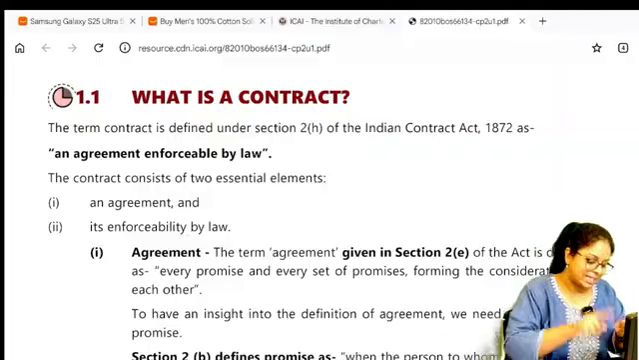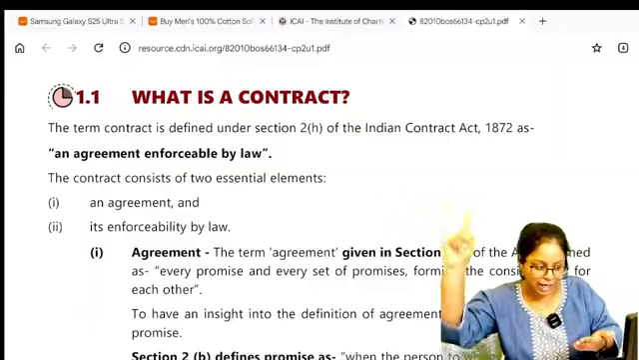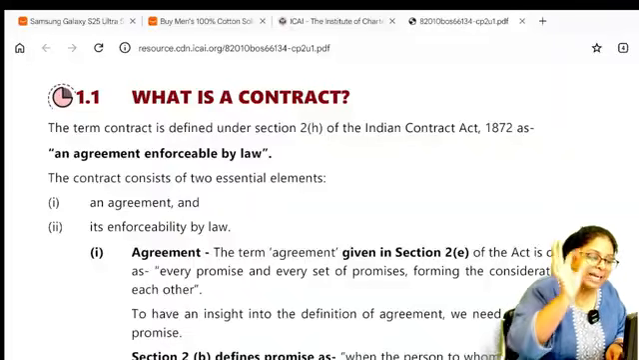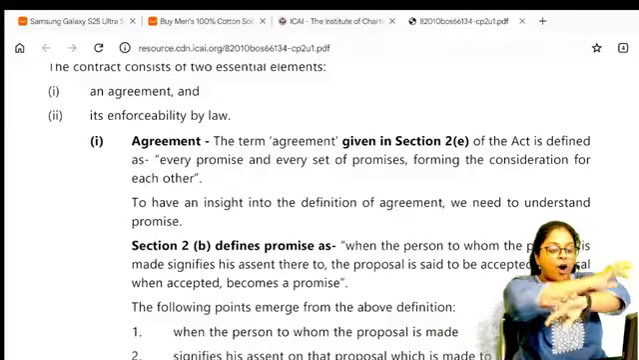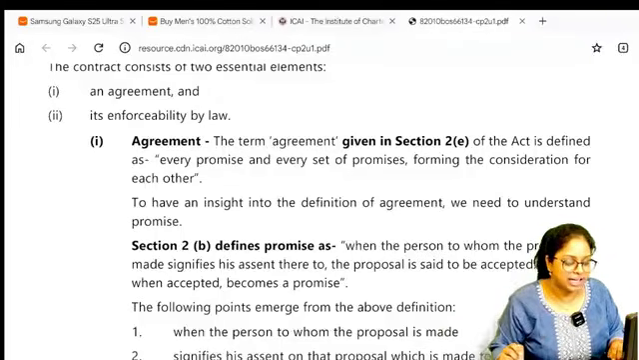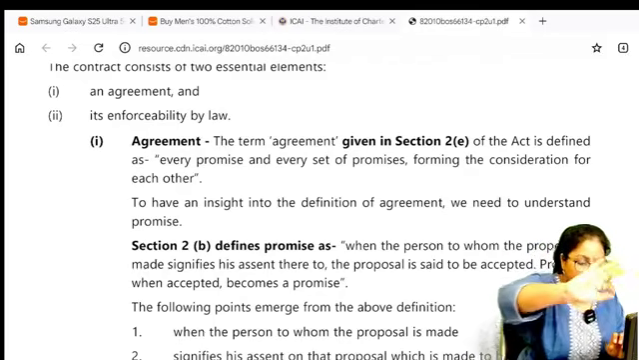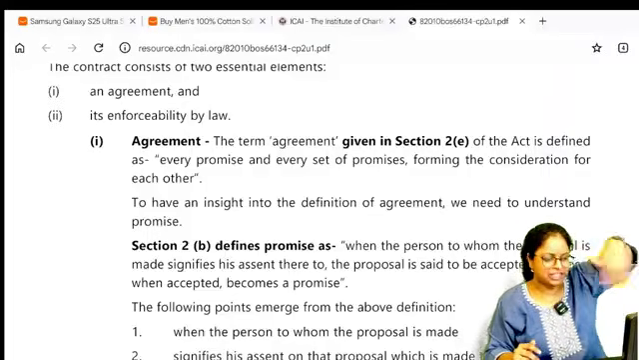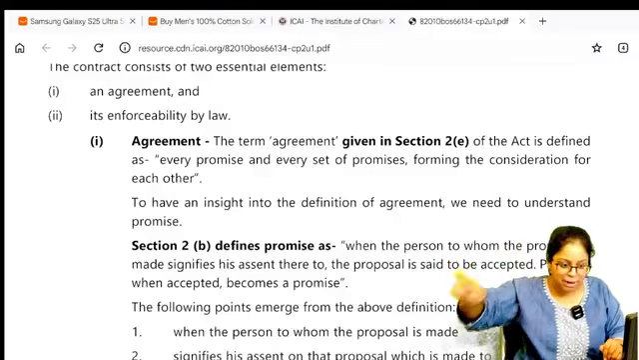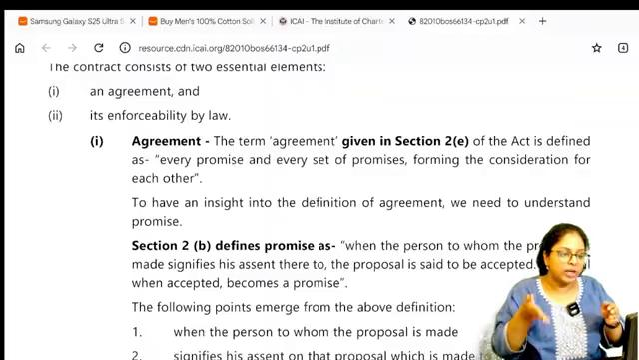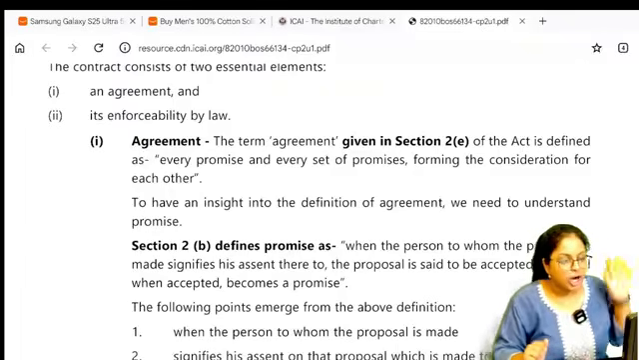Repeat it. 2H says contract means an agreement enforceable by law. 2E is agreement, which means every promise and every set of promises forming consideration for each other. So section 1 done, section 2 done, from 2 I came to 2E. Ma'am, how can I remember all this in sequence? Section 1 is separate, you will anyway remember it. In 2, the first section we studied is 2H, where a contract is agreement plus enforceability. Agreement is 2E, which is every promise or every set of promises forming consideration for each other. So 2H is done, 2E is done.